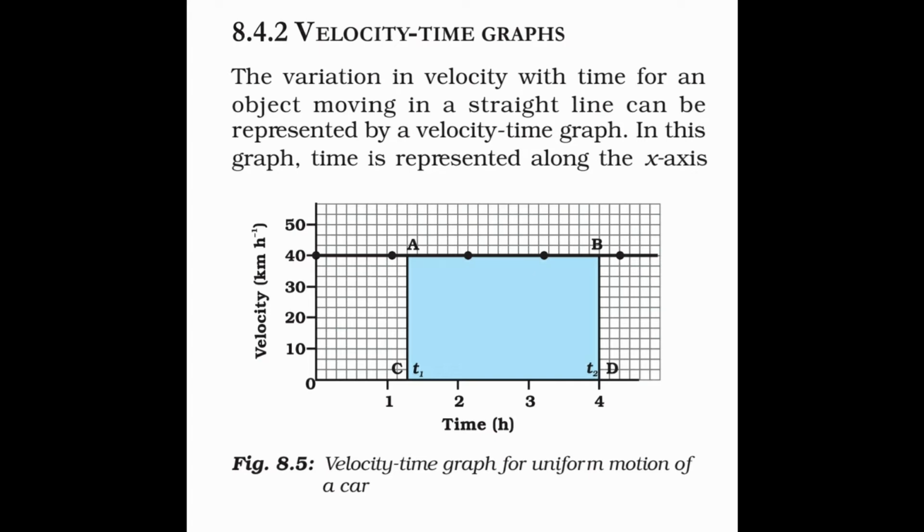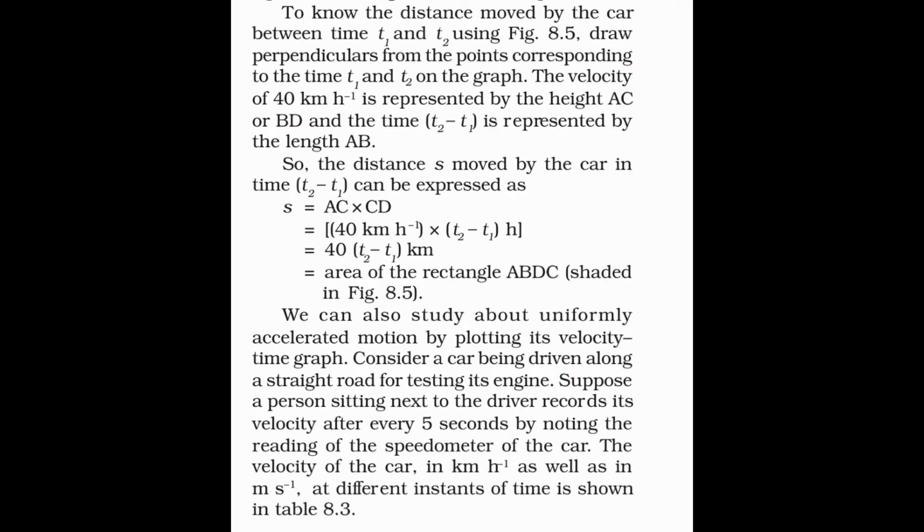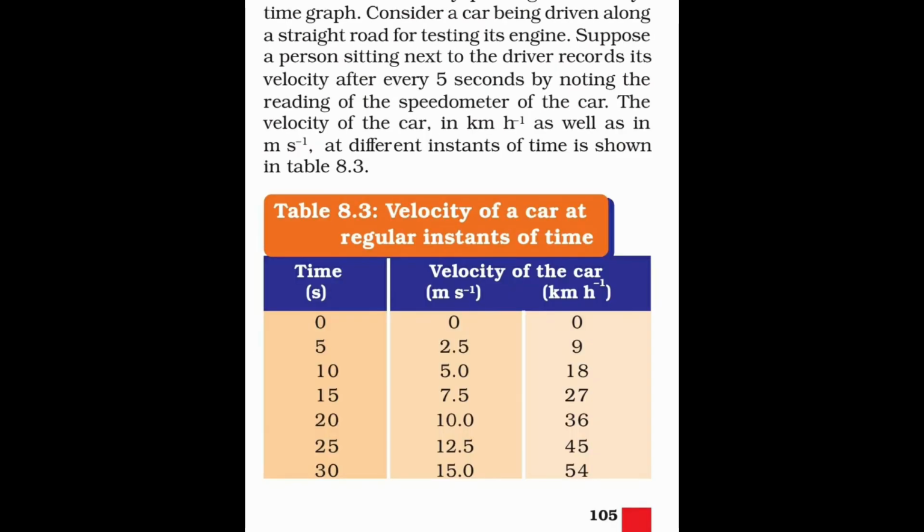We can find out the distance moved by a car in time t2 minus t1 expressed as s equal to AC into CD. It is the area of the rectangle ABCD shaded in the previous graph.